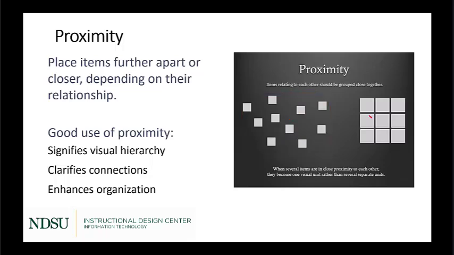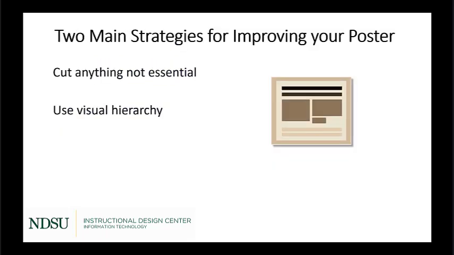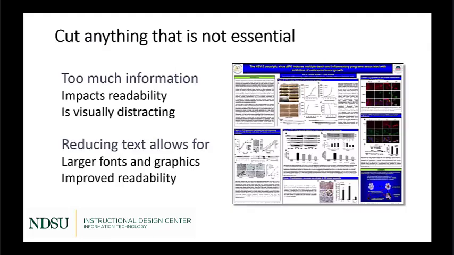Now, we have two main strategies for improving our poster. The first one is cutting out what is not essential, and the second one is using visual hierarchy. Now we will take a look at what these strategies mean. First, we will move on to cutting out what is not essential. What does that mean? Well, we will start with this example.